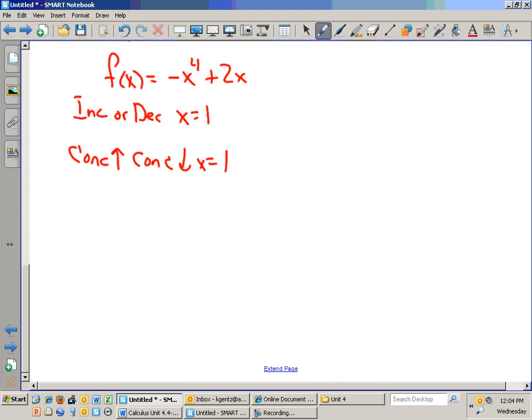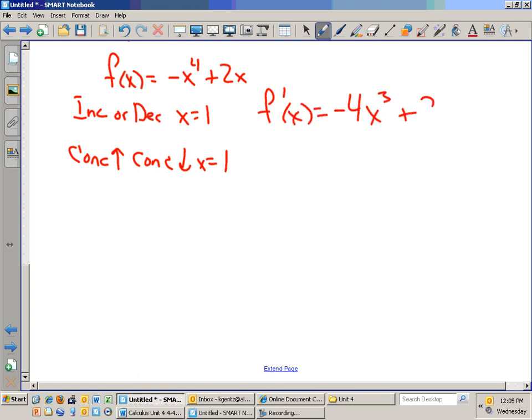All I would have to do is find the derivative. F prime of x is equal to negative 4x to the 3rd plus 2. And I would take the double derivative. So f double prime of x is equal to negative 12x squared. So if I plug 1 in, 1 to the 3rd times negative 4 is negative 4 plus 2 is negative 2. So it looks like it's negative. So it's going to be decreasing. It's decreasing at 1.